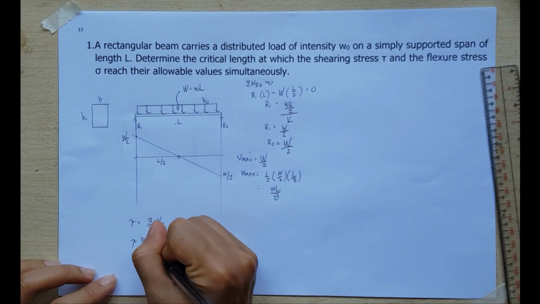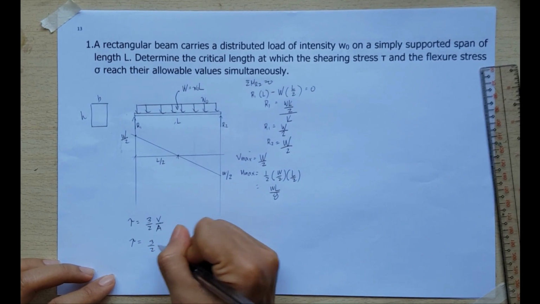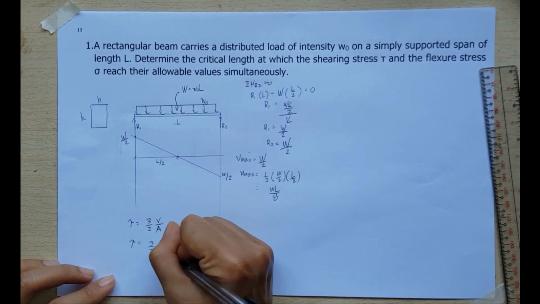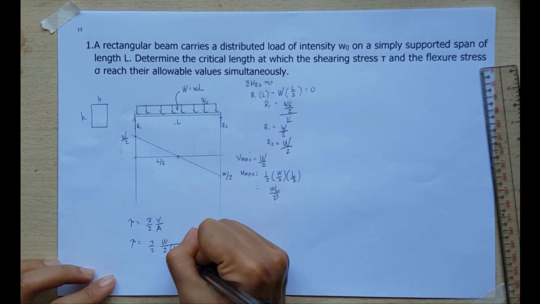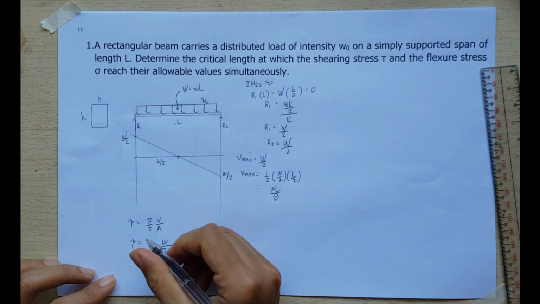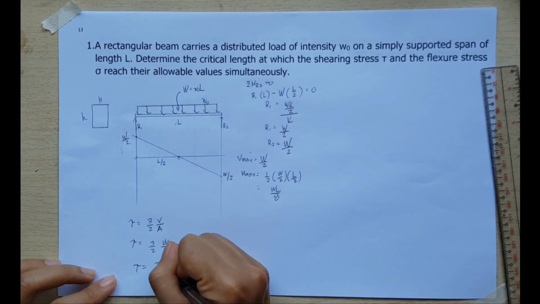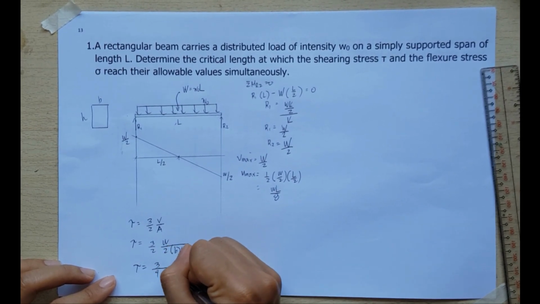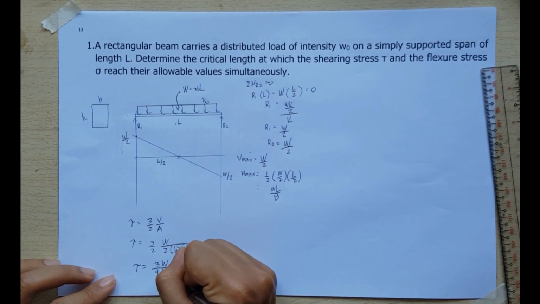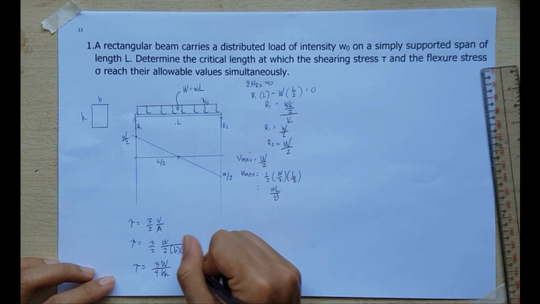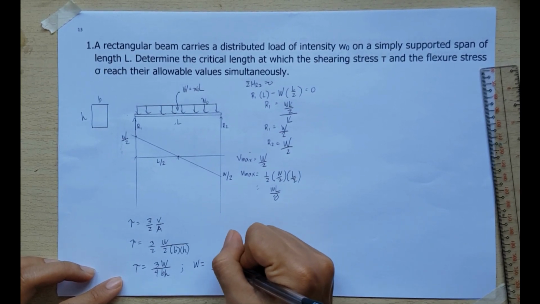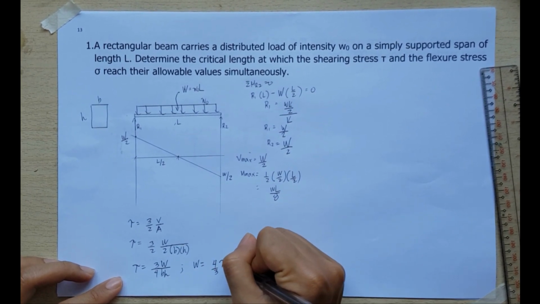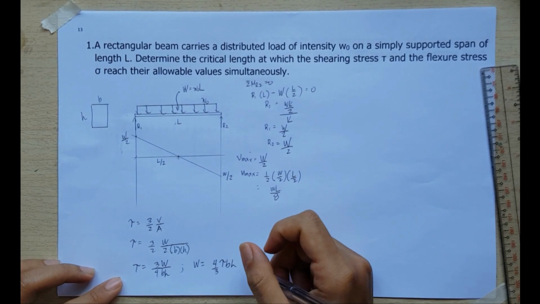So the shear stress would be equal to 3 all over 2, and then W all over 2 multiplied with the area, which is B multiplied with H. So simplifying, we have 3 all over 4 W over BH. Transposing, W becomes 4/3 of the shear stress multiplied with B multiplied with H.